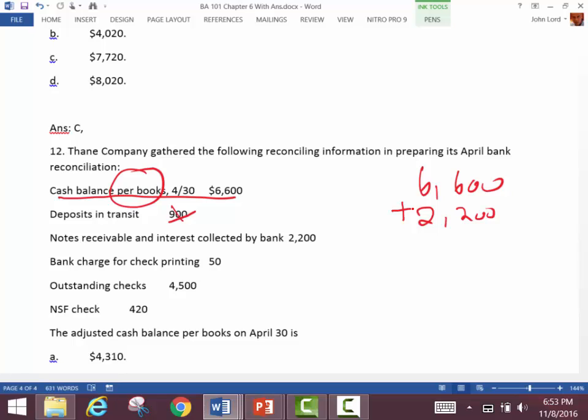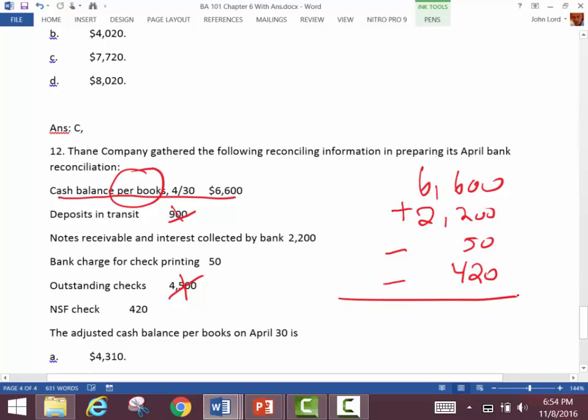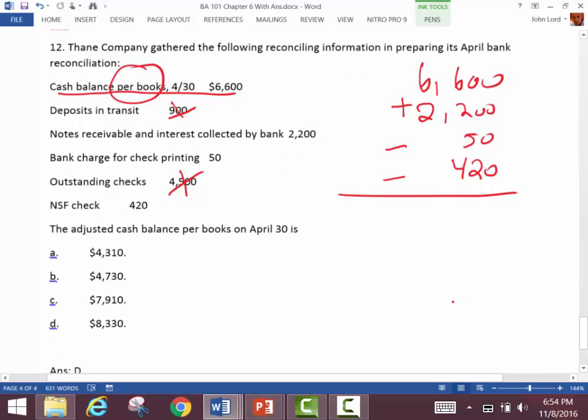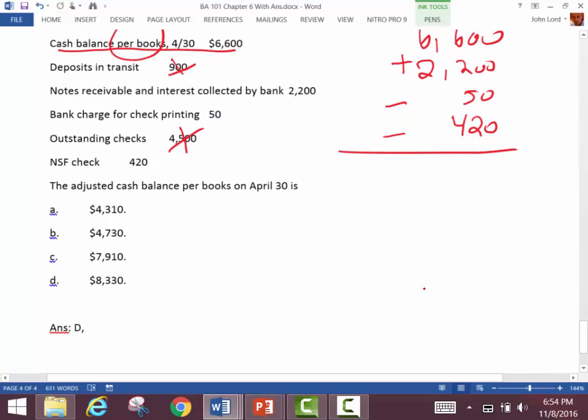How about bank charge for check printing? We don't know about that till we open up the bank statement, right? So that's $50 coming out. How about outstanding checks? Outstanding checks, we knew about that, right? So we don't have to adjust our balance for that. How about this NSF check? We don't know about it till they tell us, hey, your check bounced, right? Okay. So you go ahead and you do the math on that. Do you get 8330?